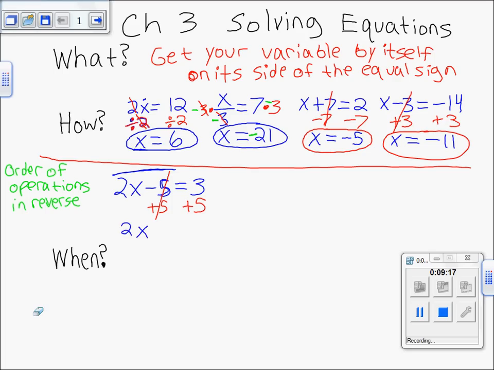I see there's nothing right here, so we're just going to bring down the equal sign. So now on the right side, we have 3 plus 5. 3 plus 5 gives us 8. So we have 2x equals 8.